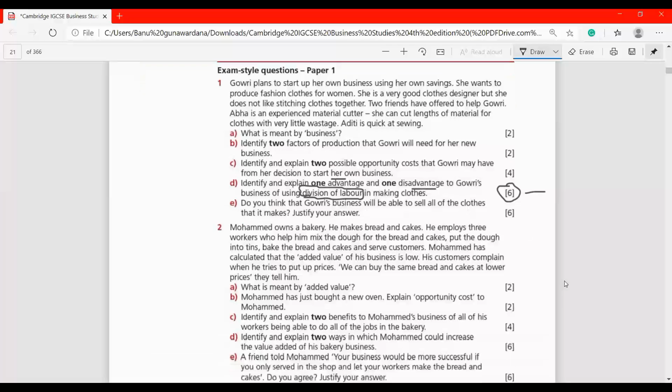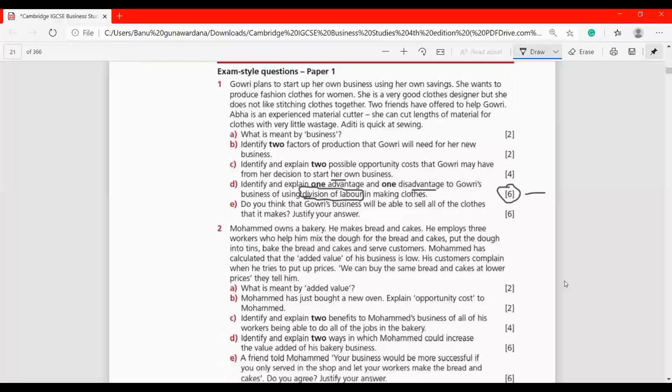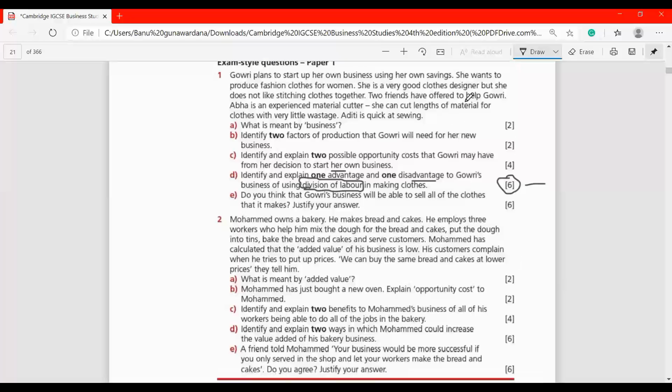Well, the first advantage is, of course, the training cost will be mitigated. This is actually the knowledge that is implied. So here we can say, through the application as well, that by using division of labor, she will be able to mitigate the cost.